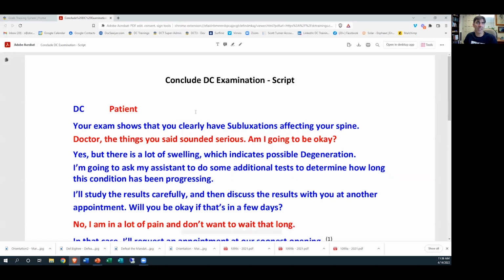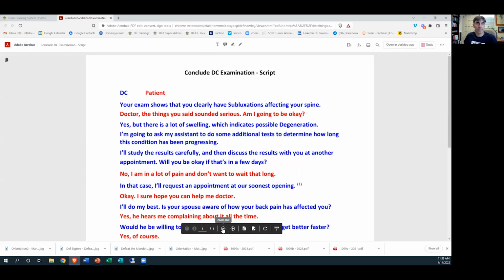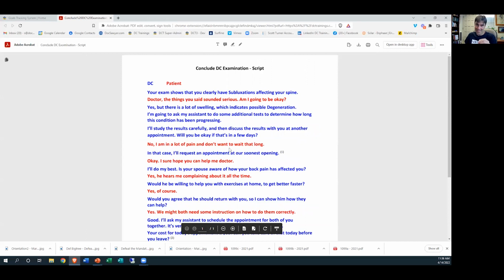So let's jump over to this next one, because here there's a lot of buckshot, as they say, to this conclude DC examination script. So your exam shows that you clearly have subluxations affecting your spine. Doctor, the things you said sounded pretty serious. Am I going to be okay? Yes, but there's a lot of swelling, which indicates possible degeneration. I'm going to ask my assistant to do some additional tests to determine how long this condition has been progressing. I'll study the results carefully, and then I'll discuss the results with you at another appointment. Will you be okay if that's in a few days? No, I'm in a lot of pain, and I don't want to wait that long, right?